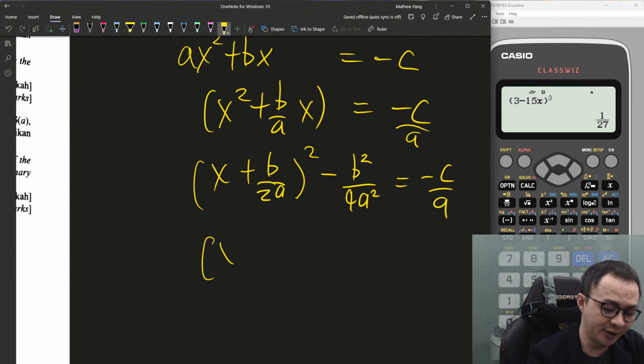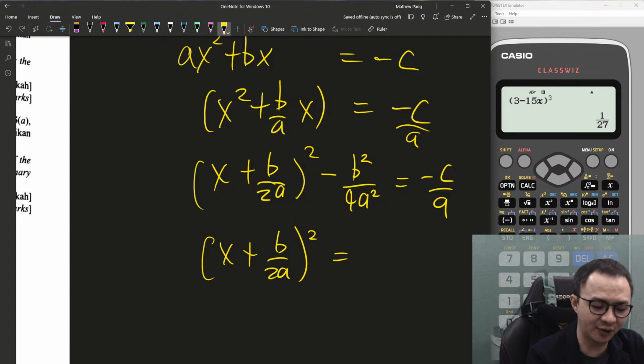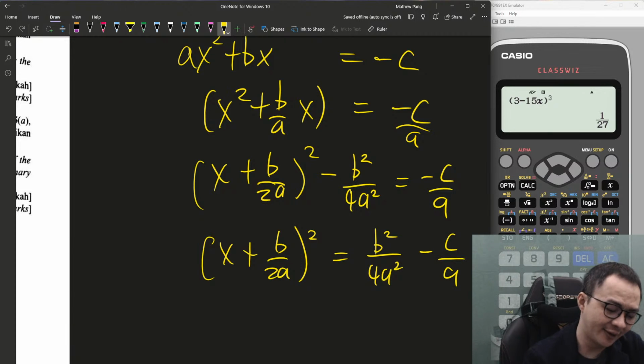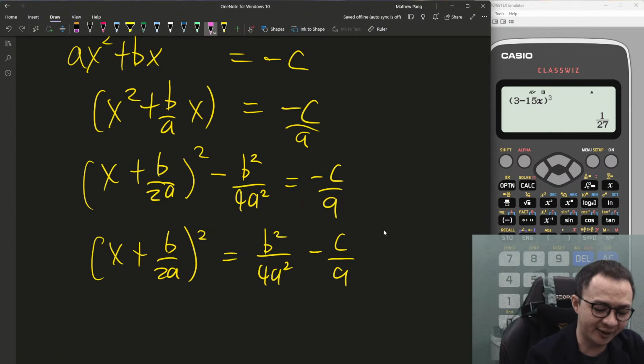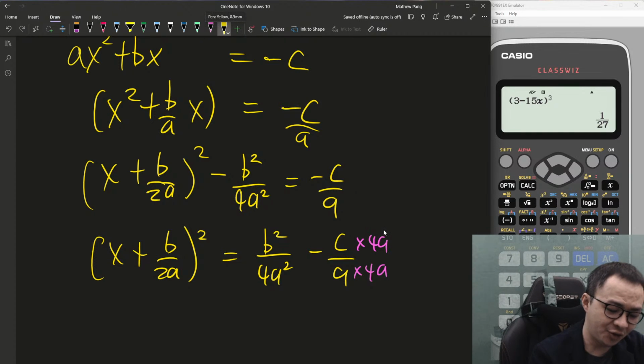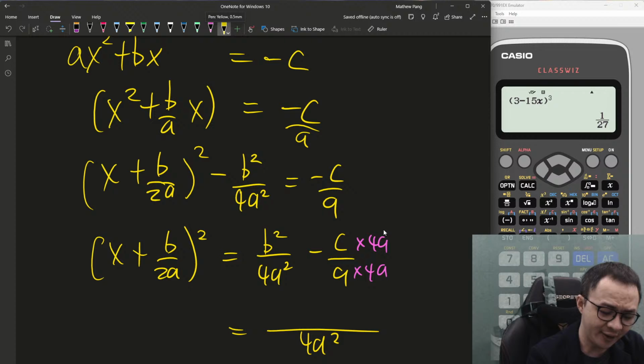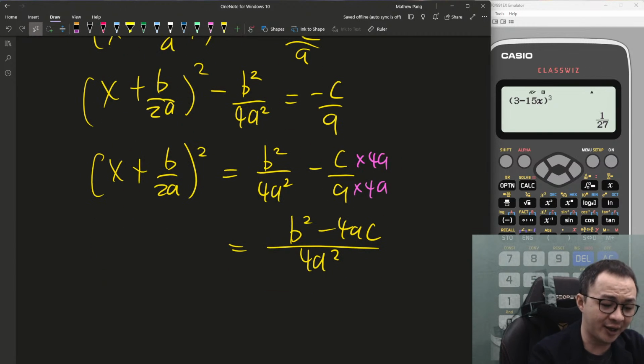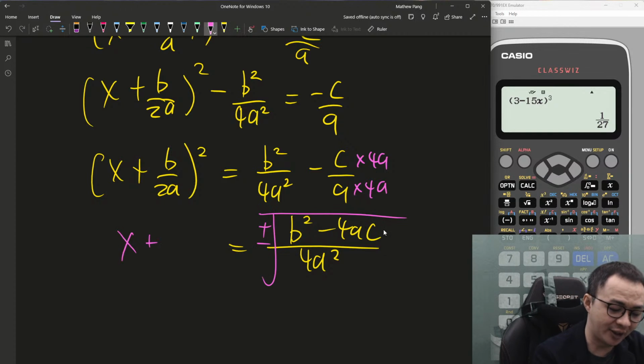Okay, so this is x plus b over 2a, squared. This one I'm going to move to the other side. It's b squared over 4a squared minus c over a. I'm going to make them the same denominator. I will multiply 4a here, multiply 4a here. Then I should be able to get something like 4a squared. This is b squared minus 4ac. And then I will throw the square to the other side, become square root. Square root plus minus here. Here I still got the same thing, x plus b over 2a.